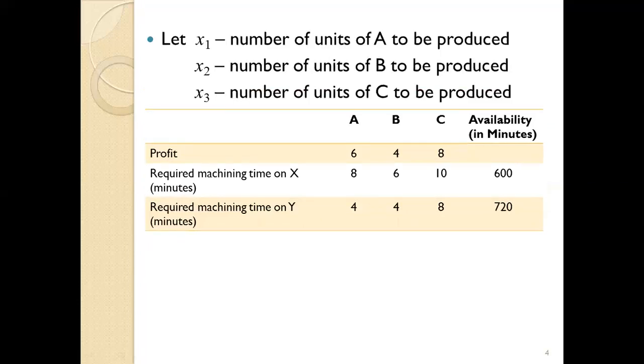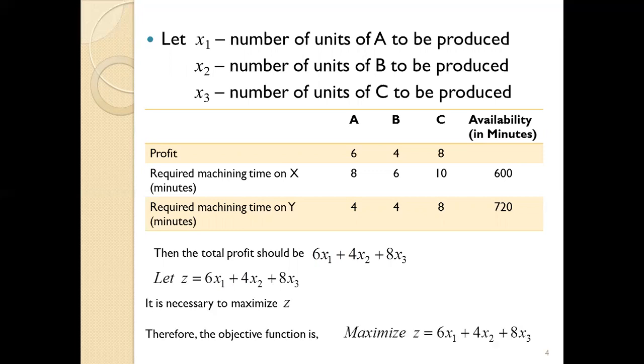Now for this problem, we need to decide how many units from each product should be produced to get the maximum profit. Therefore, we need 3 decision variables. Let us define the decision variables as x1, x2, and x3, which are the number of units to be produced from each product. Now we can easily write the objective function. We know the profits from 1 unit of each product and therefore the total profit from x1 of A, x2 of B, and x3 of C is 6x1 plus 4x2 plus 8x3. We will denote this by z and we need to then maximize z. Therefore the objective function is maximize z equals 6x1 plus 4x2 plus 8x3.